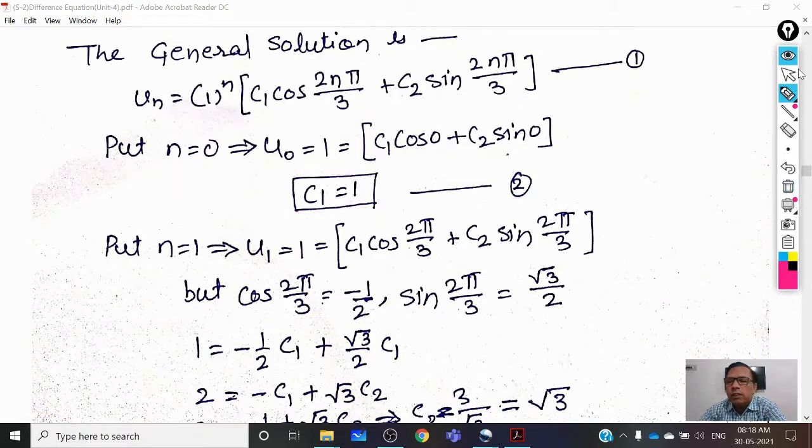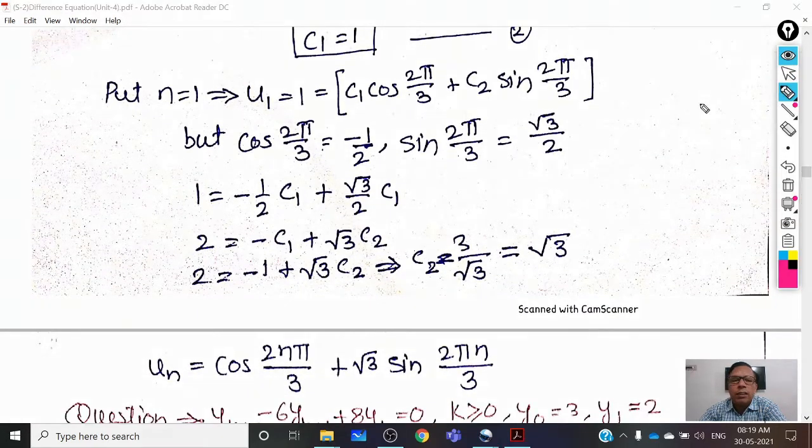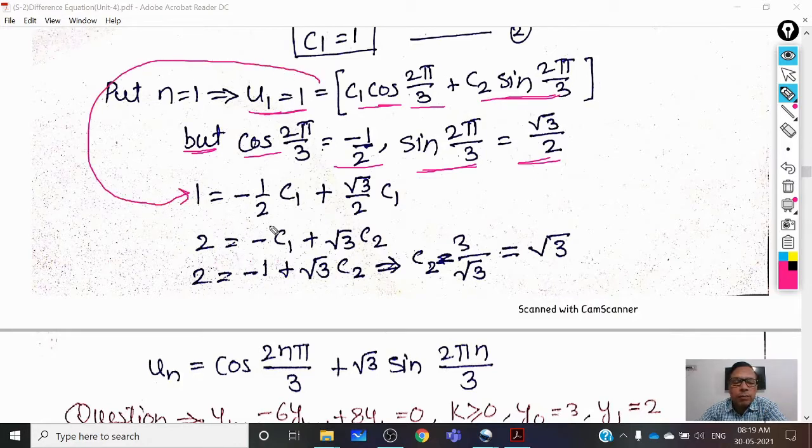Suppose that this is equation number 2. Putting n equal to 1 in equation 1, we have u1 equal to 1 equal to C1 cos 2 pi by 3 plus C2 sin 2 pi by 3. But we know that cos 2 pi by 3 equal to minus 1 by 2 and sin 2 pi by 3 equal to under root 3 by 2. So by using these values, the above equation becomes 1 equal to minus 1 by 2 C1 plus under root 3 by 2 C2.